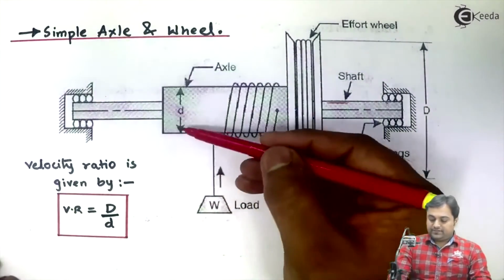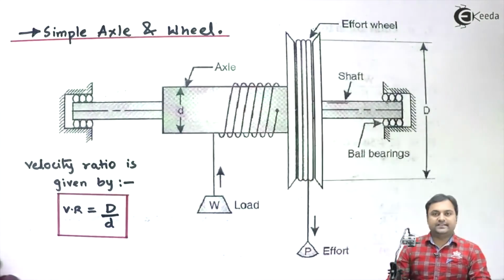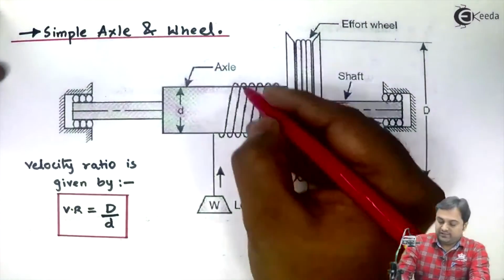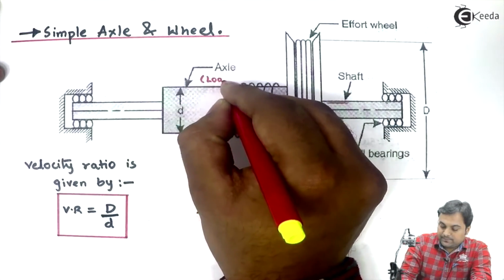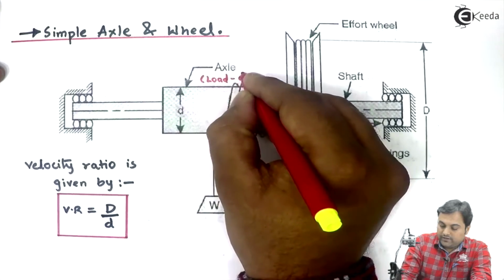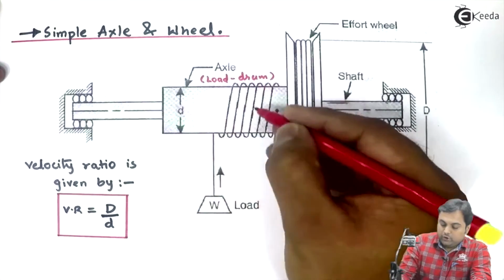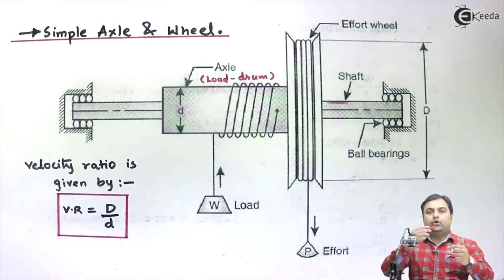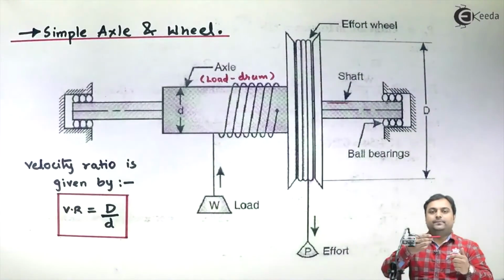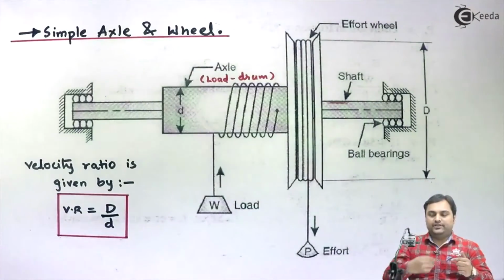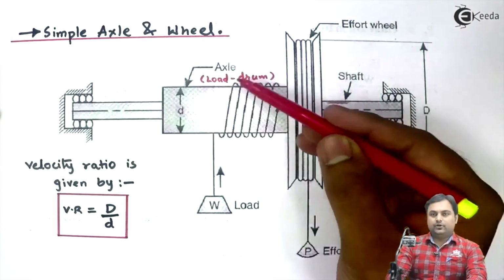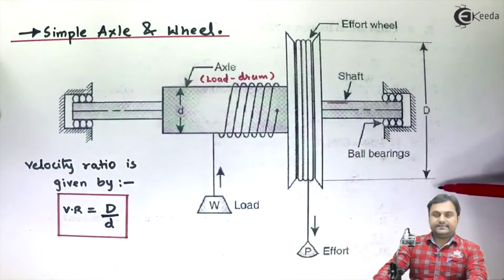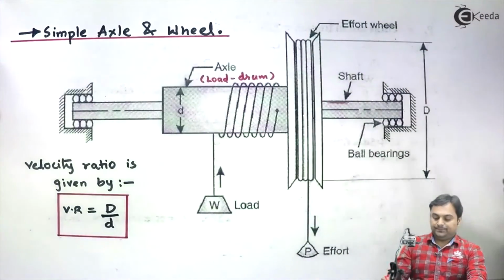Next, small d is the diameter of the axle. The axle is also called the load drum. The other name of the axle is load drum because the load will be wrapped up onto the axle or wrapped off from the axle. Here small d is the diameter of the load drum or axle. Capital D is the diameter of the effort wheel.